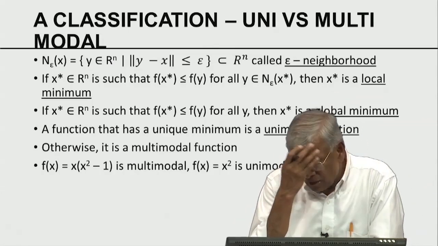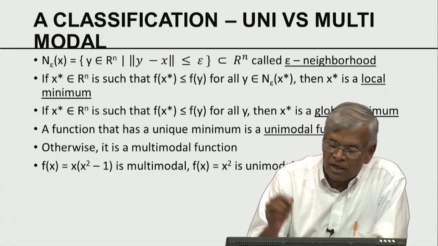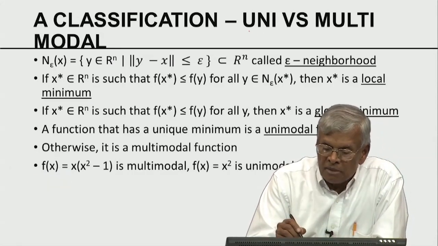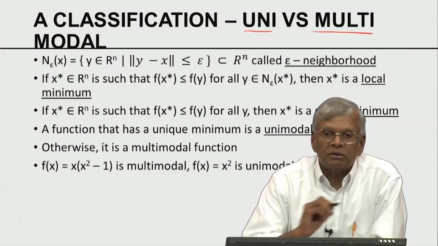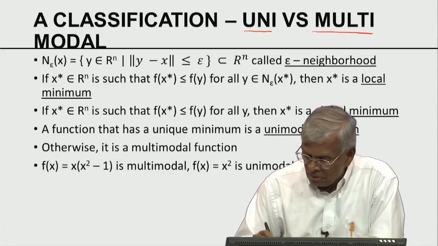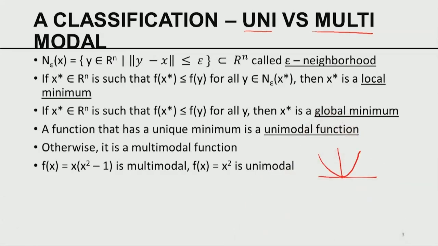A classification of minimization problems. Minimization problems occur in various shapes and forms. The first classification is with respect to modality. A minimization problem can be unimodal or multimodal. In a unimodal minimization problem, the problem has only one unique minimum. For example, if you have a cost function which is parabolic, which is a quadratic function, there is a unique minimum. But if you have some nonlinear problems, you may have a function which may be like this. In this case, there are multiple minima. So unimodal functions versus multimodal functions.